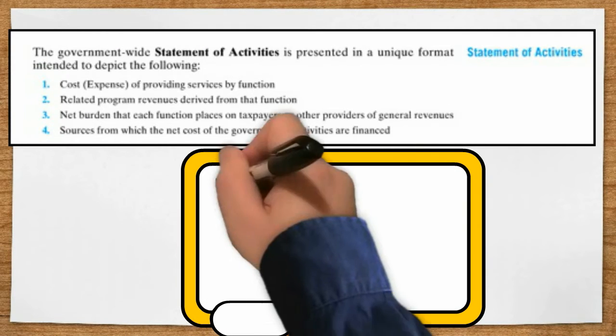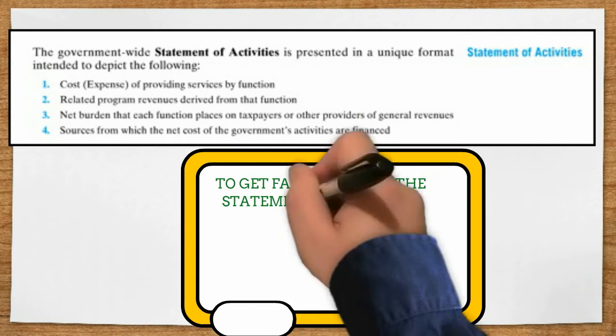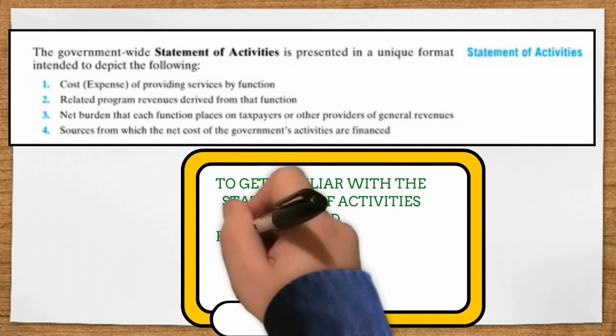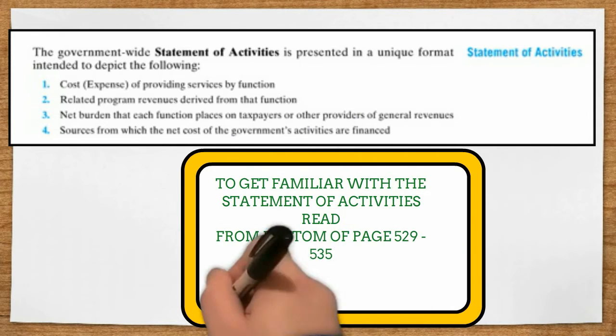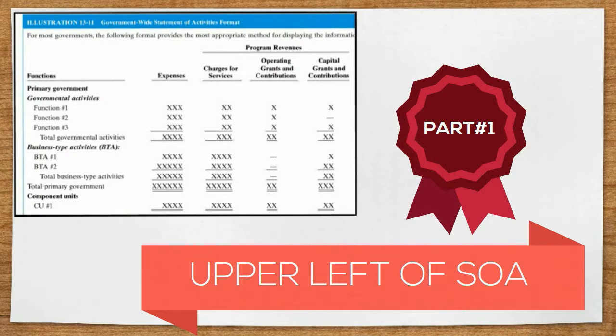Okay, before you start number crunching on problem 13-3, make sure you read pages 529 to 535 in the textbook and look at illustration 13-11. On the statement of activities, the first of three sections is on the upper left. Notice that the programs are listed, the expenses and revenues for the program, first by primary government, then by business type activities.